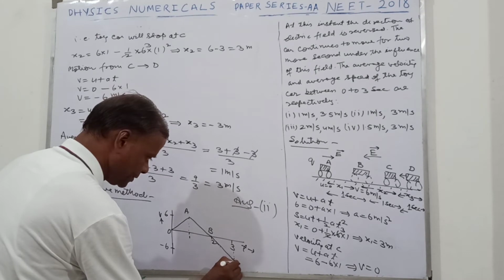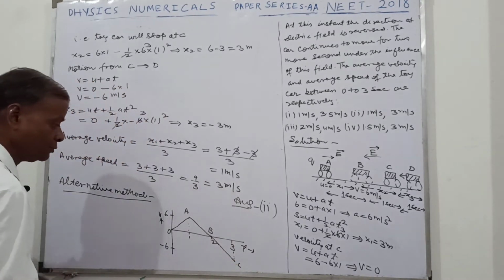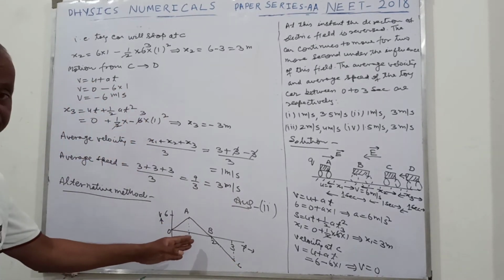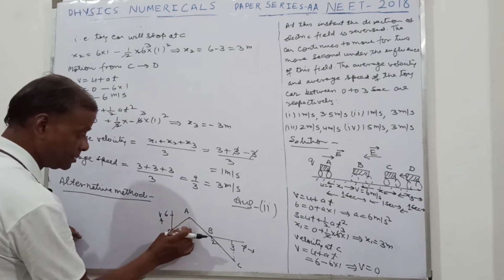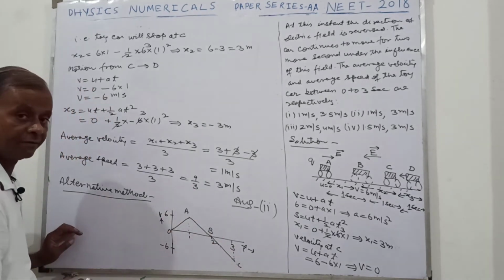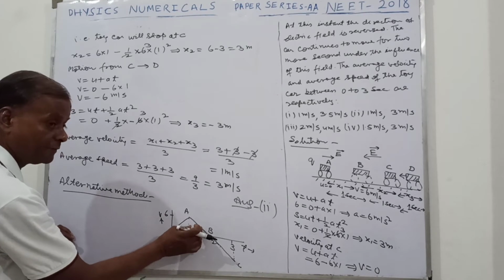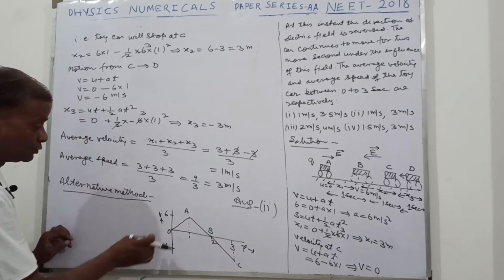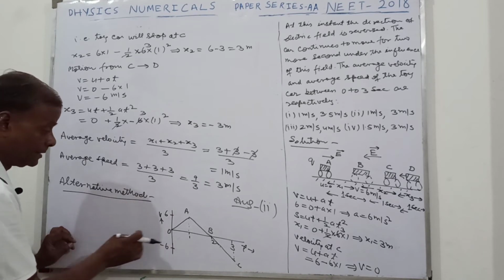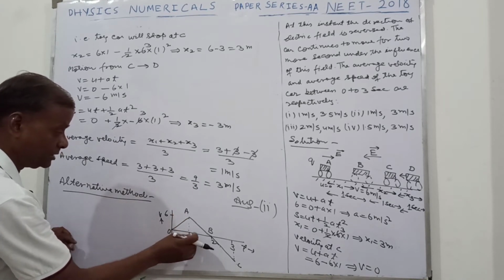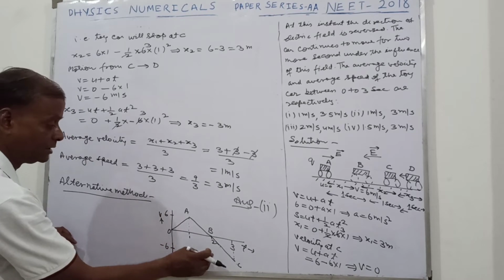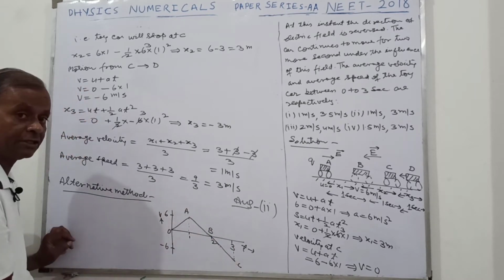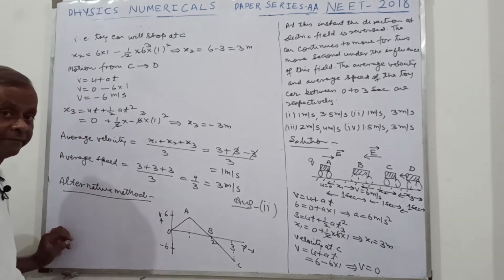This is point C. So now what you do, you find the area: this area, and this area. These two areas will come out to be positive, and this area will come out to be negative. So area will give you the distance. This distance will come out to be 3, this distance will also be 3, this distance will also be 3. But this is now minus 3.